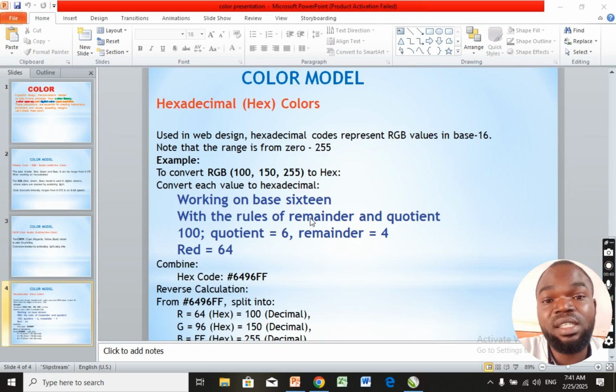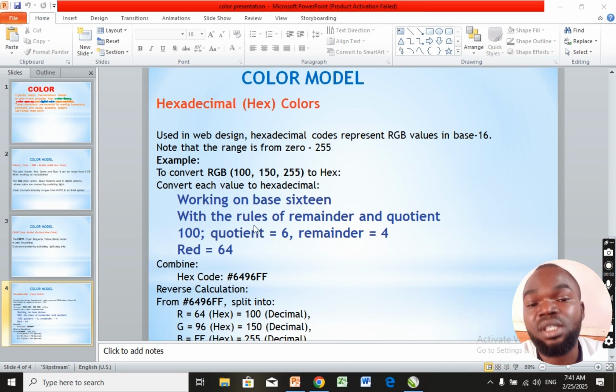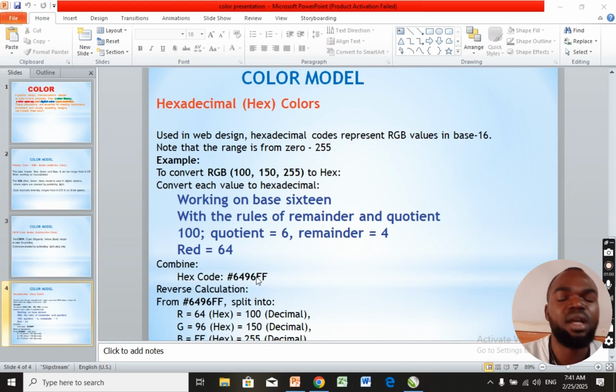Now, in converting this to hexadecimal, we have this color code. Just take an example: say you should convert RGB, which is 100, 150, 255, to hexadecimal. You just have to work in base 16. Working in base 16 is very easy, so you can do research on your own, where you divide by 16. So you just have to use the quotient and the remainder.